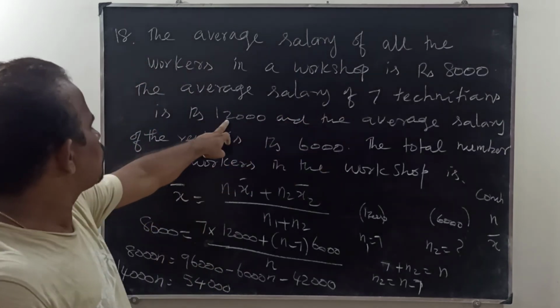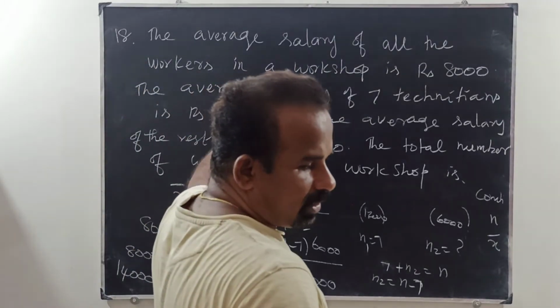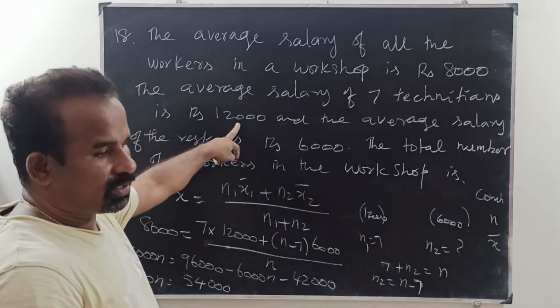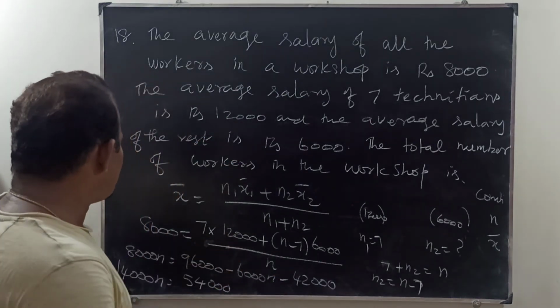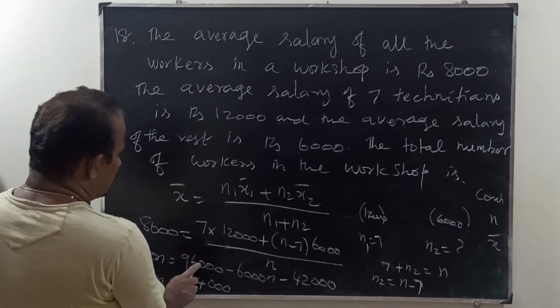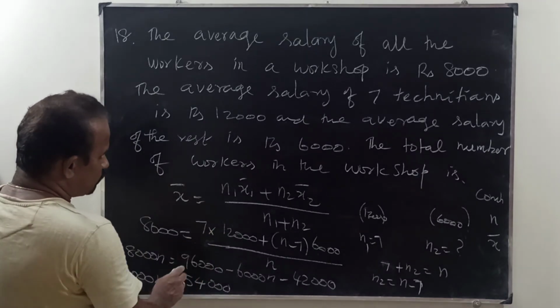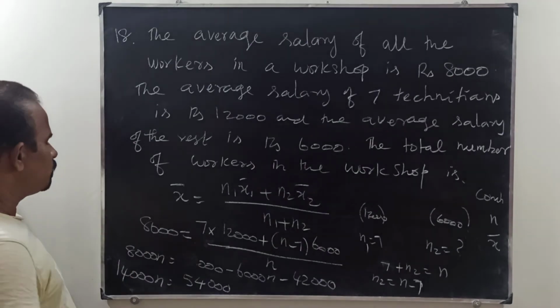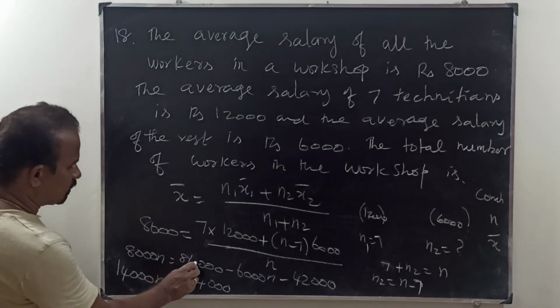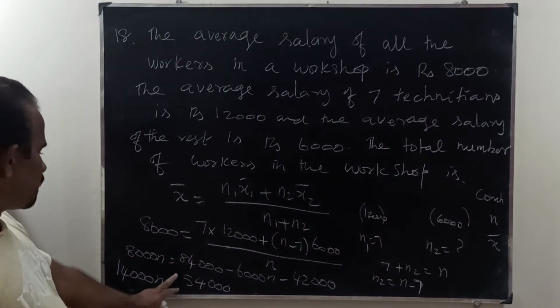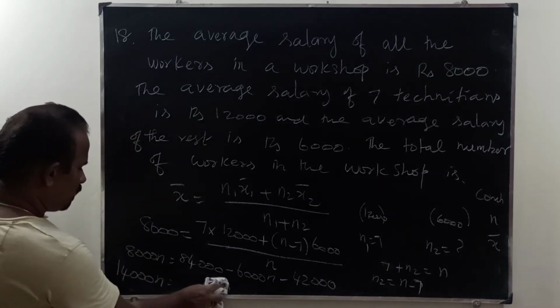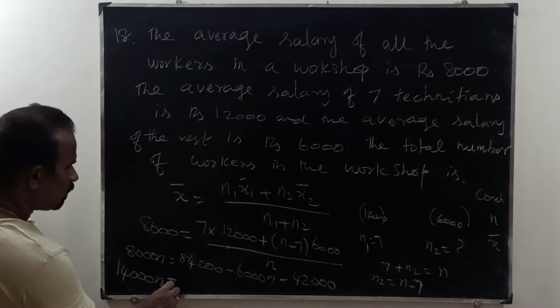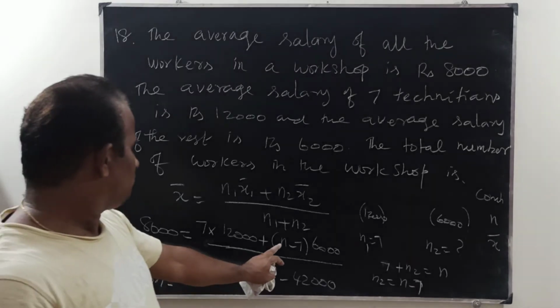Someone technician is 12,000. Okay, 12,000. Here is 6,000. Okay, 12. Here this is not 96. 7 into 12 is equal to 84,000. Sorry, this is 84,000. So everything is right. 84,000 minus 42,000 is again equal to 6,000.